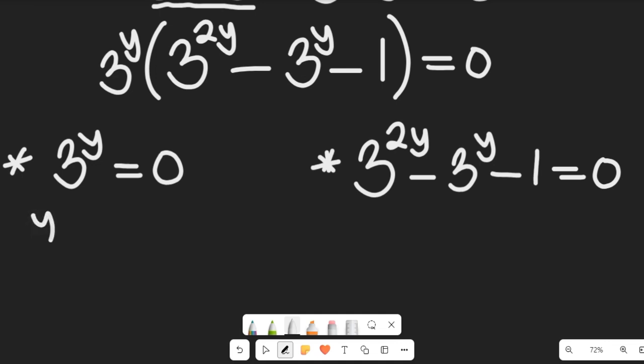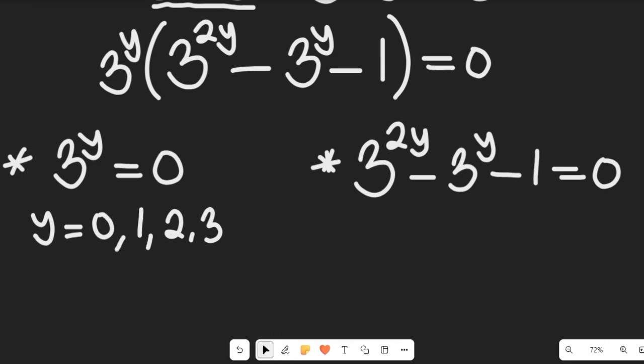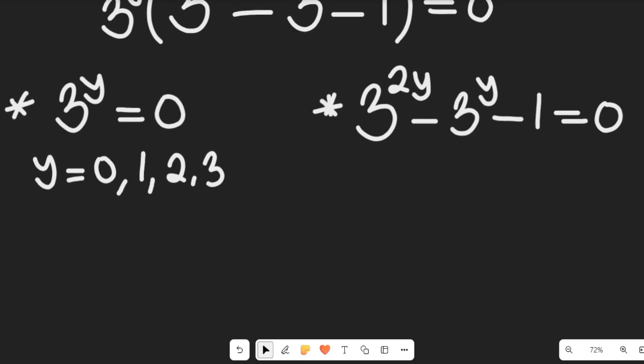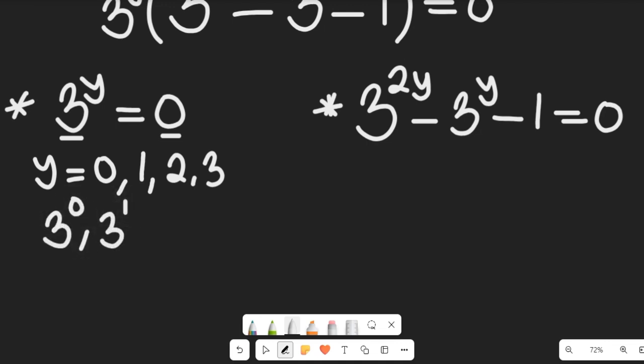For every value of y, whether 0, 1, 2, 3, you find out that 3^y can never be equal to 0. But from this expression, we are told that 3^y is equal to 0. So for every value of y, 3^0, 3^1, 3^2, it can never be equal to 0. So that means we are going to neglect this solution because it cannot be possible.